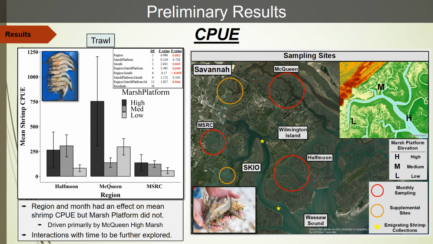I will note that these patterns are driven primarily by catches in the McQueen region high marsh platform. Otherwise, catches are relatively comparable across all sites. Mean CPUE tended to be lowest on average in the low marsh platform elevation locations, although the results from this analysis were not significant. There also appears to be some variability in the catch data over time, which we will explore further.